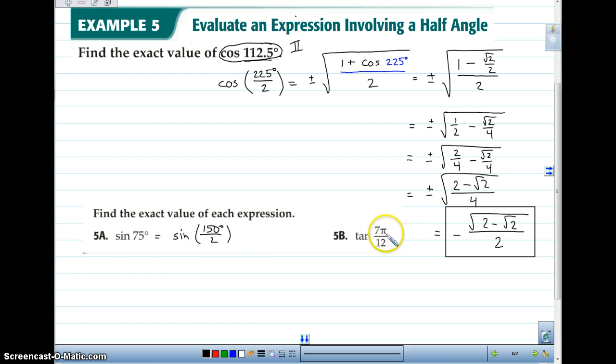And 7 pi over 12, that just happens to be half of 14 pi over 12. So I could write this as 14 pi over 12 divided by 2. If you're uncomfortable with the fractions like that, you can always change it to degrees and solve it that way. But remember, to get this, all I did was I just doubled the numerator. That's how I got 14 pi over 12 divided by 2. Okay, so try these out on your own.